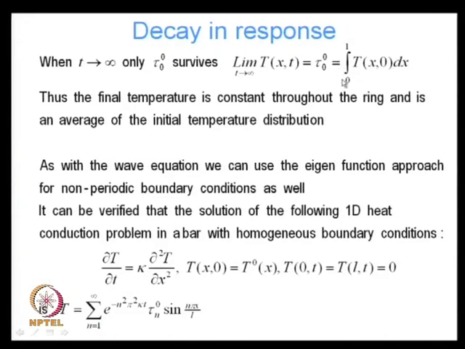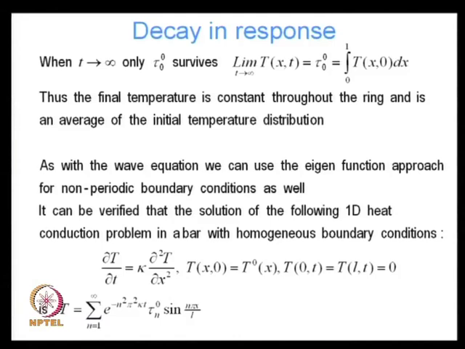So, the final temperature at infinite time, at a very long time after I apply my initial conditions, is telling me that it is nothing but an average of the initial temperature. It is an average of that initial temperature distribution over my domain of interest, right.